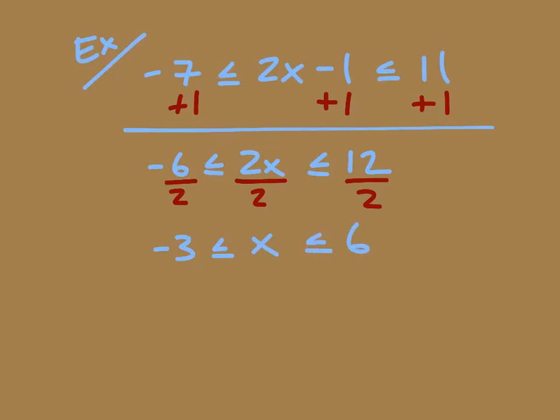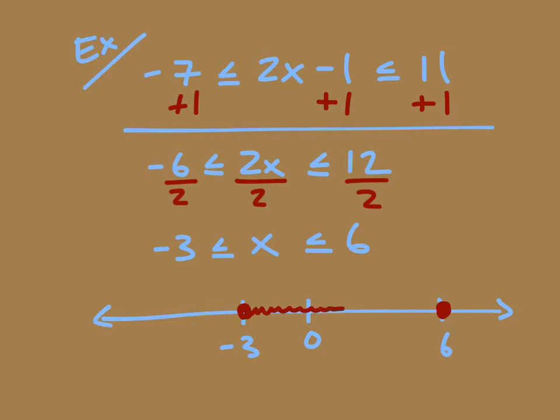If I want to graph this, I'm going to plot 0, -3, and 6. Now I want to plot points at -3 and 6, and we're colored in because we're less than or equal to on both of these. I want to look at this and say x is greater than or equal to -3. So if x is big, I'm going to shade to the right of -3.